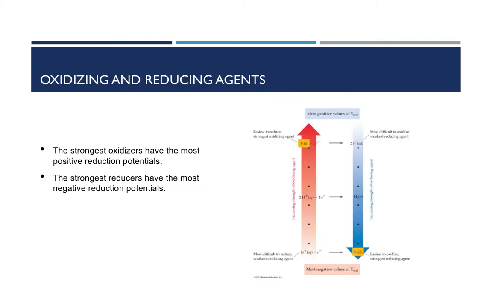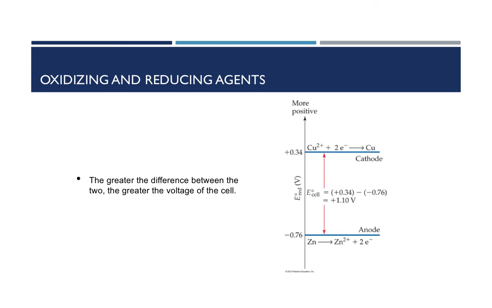Okay. If we come back to our terms of oxidizing and reducing agents, which again is not a term that they'll ever use on an AP test, but is a common term, the strongest oxidizers, okay, so again, that's where reduction happens, have the most positive reduction potentials. The strongest reducers, so again, that's where oxidation happens, have the most negative reduction potentials. Okay, and so they go in opposite order of each other. Okay. The greater the difference between the two, the greater the cell voltage.